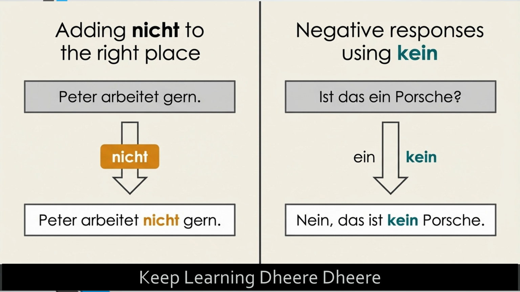We have two more exercises. In the first one, you transform sentences using nicht. So, Peter arbeitet gern becomes Peter arbeitet nicht gern. In the second one, you give negative responses using the correct form of kein. So, ist das ein Porsche? The answer becomes Nein, das ist kein Porsche.